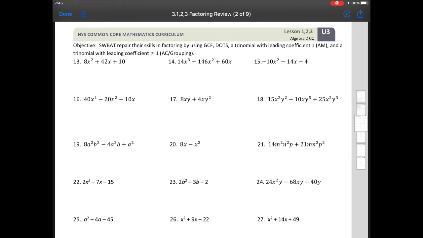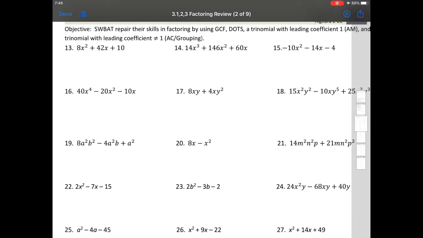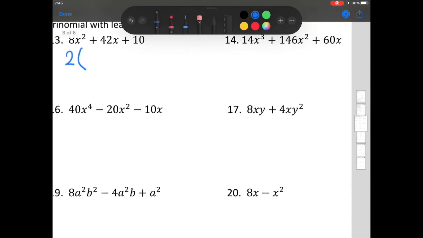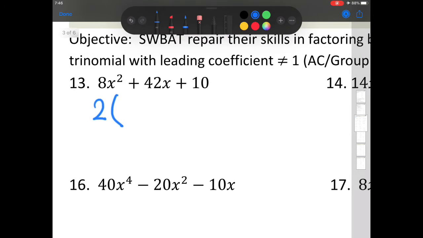So here, if you look at this, is there a GCF? That's the first thing you must always check. So yes, there's a GCF, which is 2. So I'm going to factor out 2. What am I left with? And actually, zoom it in. So you're left with 4x squared plus 21x plus 5.